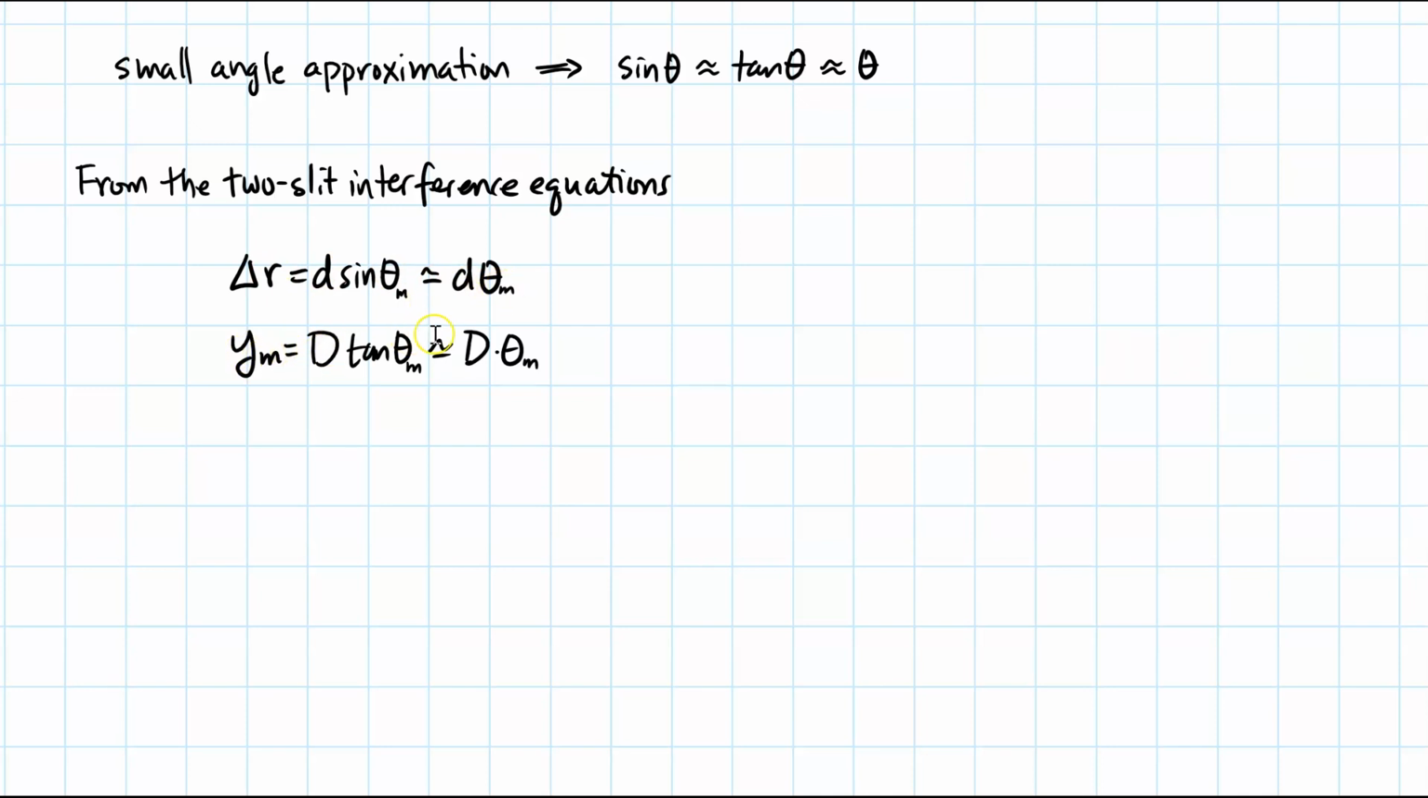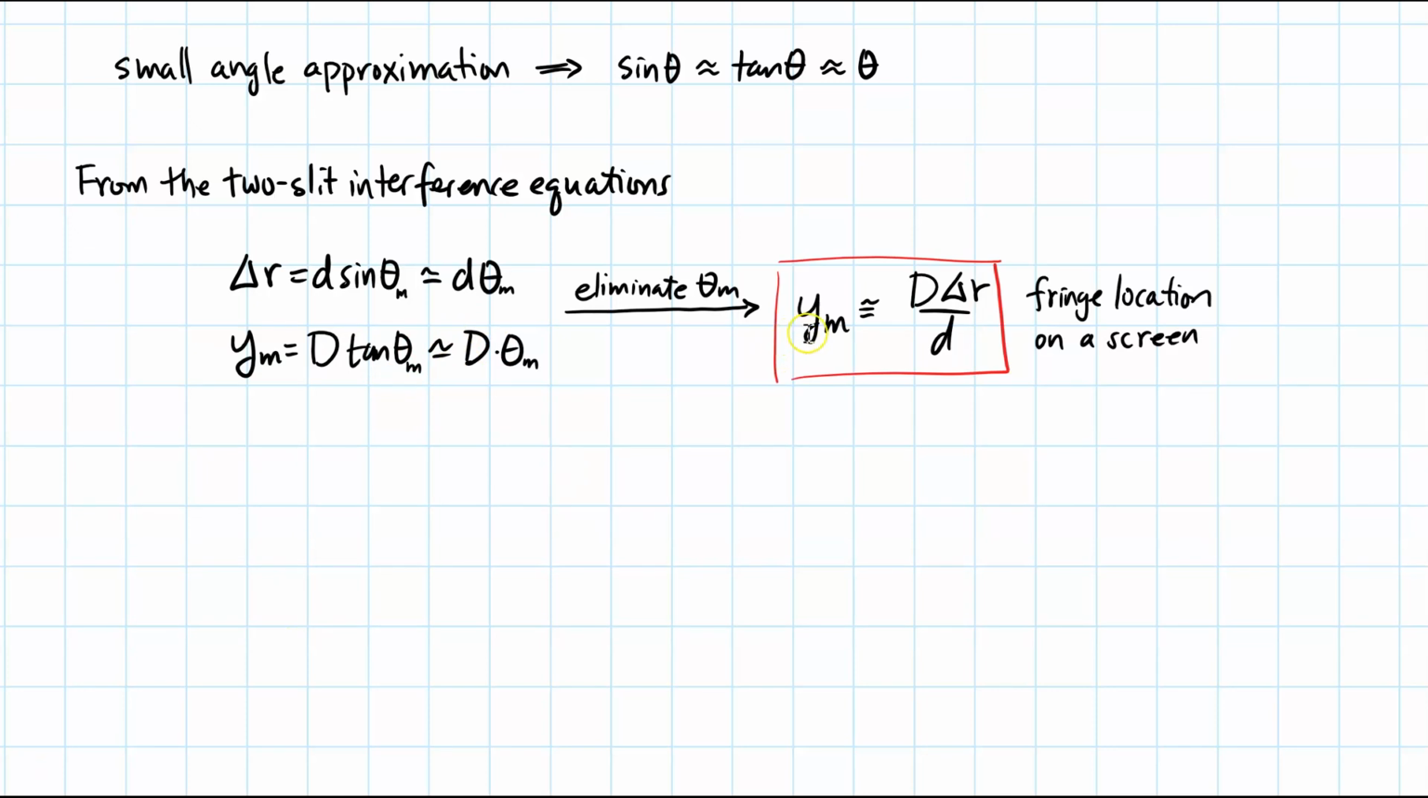Y of m is approximately D theta of m. That means that I can eliminate theta of m from both of these equations. So y of m, the fringe location on a screen, is equal to capital D delta r divided by little d.